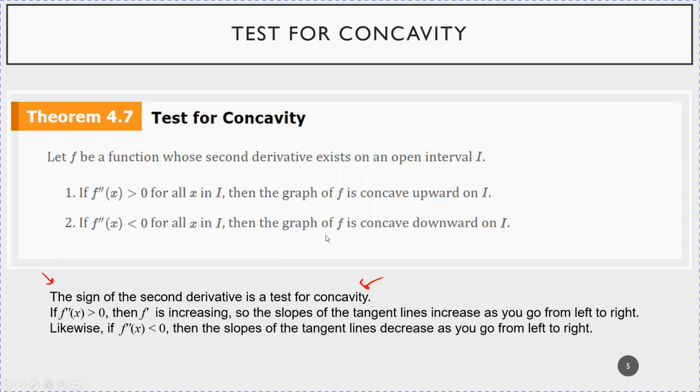So how are we going to find intervals of concavity? It's going to be a very, very similar process to finding intervals of increasing and decreasing.